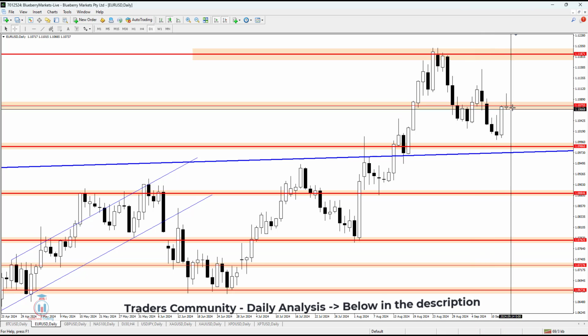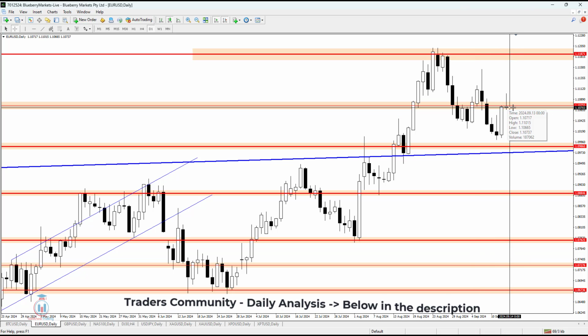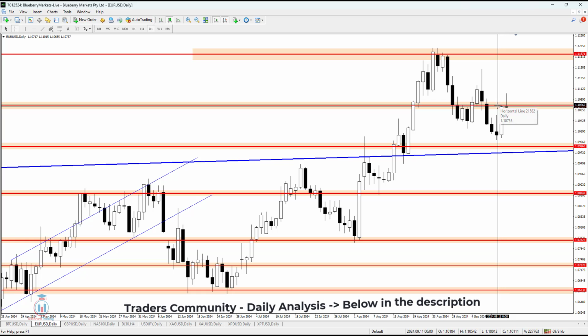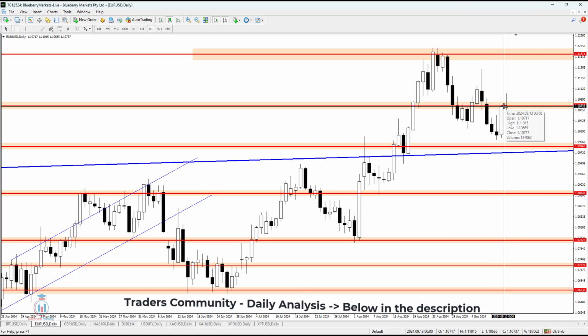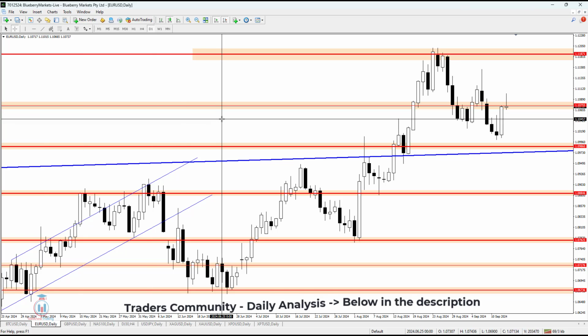So for now we'll see what happens on a Monday because of this bearish pin bar, which is suggesting further decline down, but we can all see after this strong bullish movement the Monday will be very important.